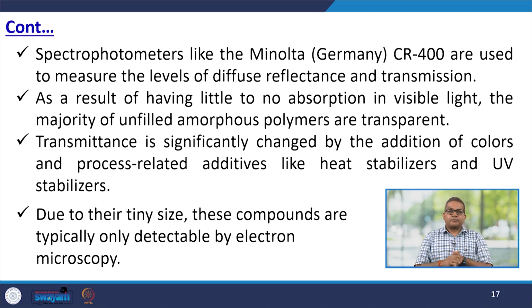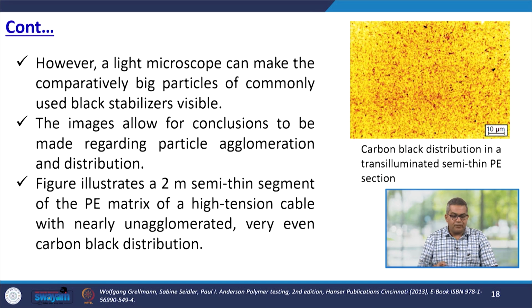As a result of having little or no absorption in visible light, the majority of unfilled amorphous polymers are transparent, and transmittance is significantly changed by the addition of colors and process-related additives like heat stabilizers and UV stabilizers. Due to their tiny size, these compounds are typically only detectable by electron microscopy. However, a light microscope can make comparatively big particles of commonly used black stabilizers visible. Now, the image allows conclusions to be made regarding particle agglomeration and distribution. This particular figure illustrates a 2 micrometer thin segment of a polyethylene matrix of a high tension cable with a nearly unagglomerated, very even carbon black distribution.